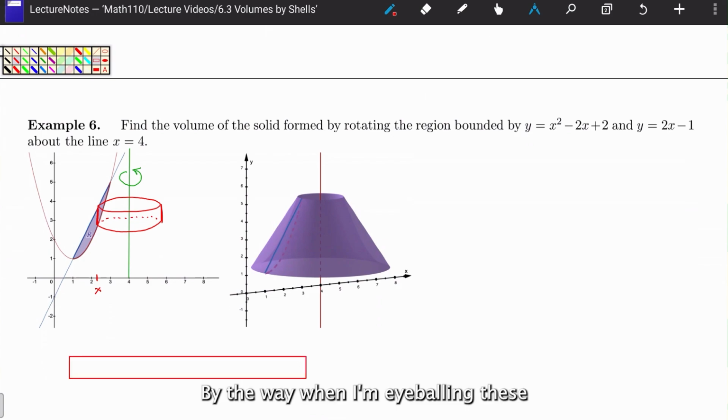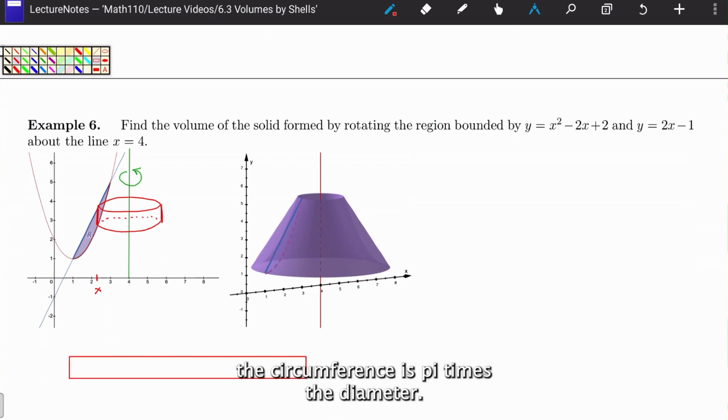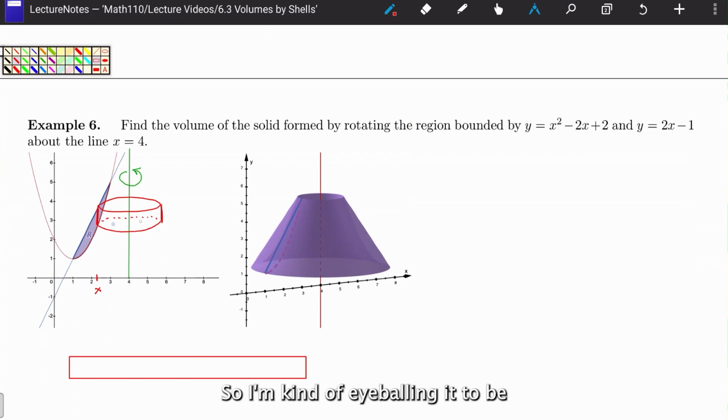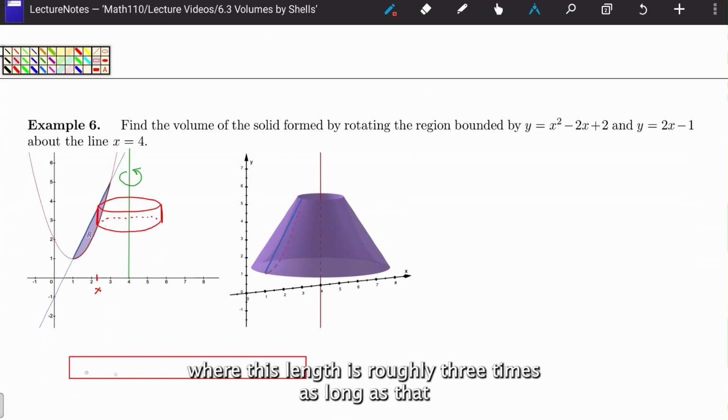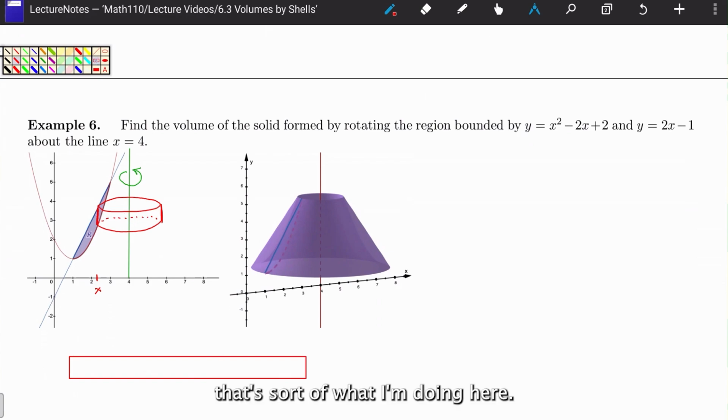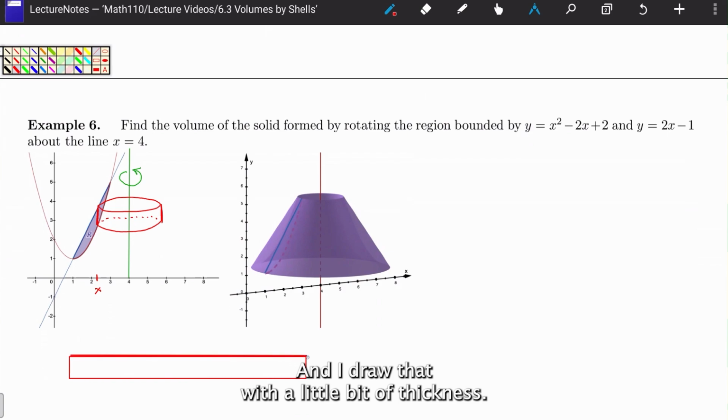By the way, when I'm eyeballing these, the circumference is pi times the diameter. Pi is a little over 3, so I'm eyeballing it to be where this length is roughly 3 times as long as that. I don't know how accurate I'm getting, but that's sort of what I'm doing here. I'm going to draw that with a little bit of thickness.